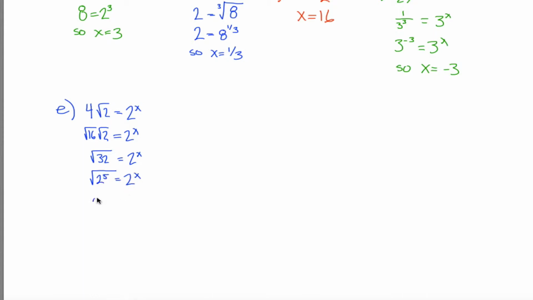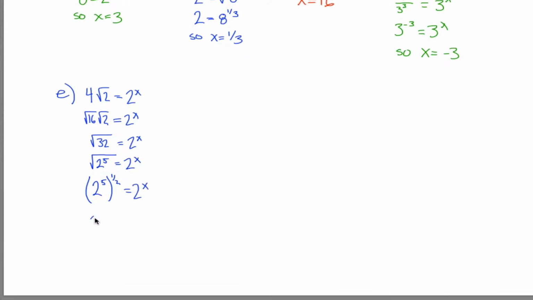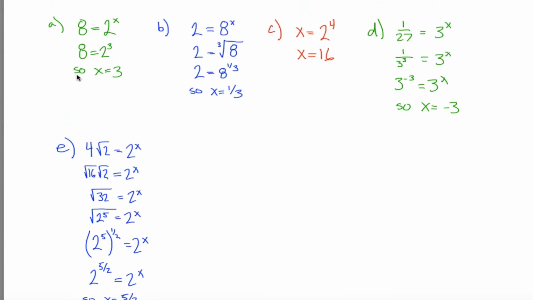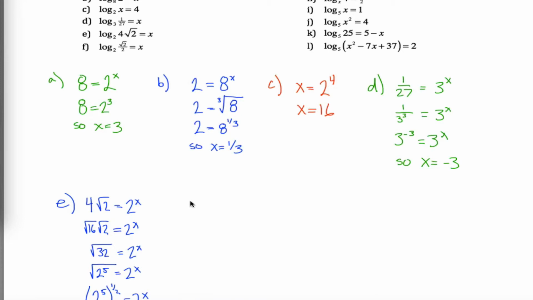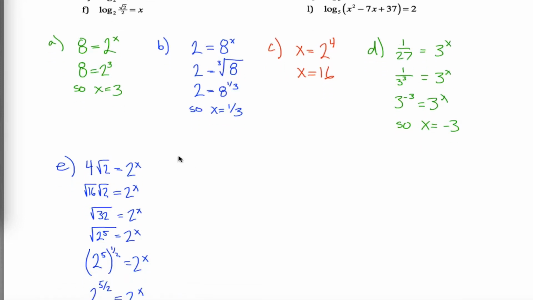So what I have on the left side is really 2 to the 5th power raised up to the 1/2 power, which is what my square root represents. So really what I have on this side of the equation is 2 raised up to the 5/2 power. So when you have an exponent raised up to another exponent, you multiply those. So for this one, I would say that x equals 5/2. I better be a little bit more careful with my room because I'm only on F, and I'm almost to the bottom of my page here.